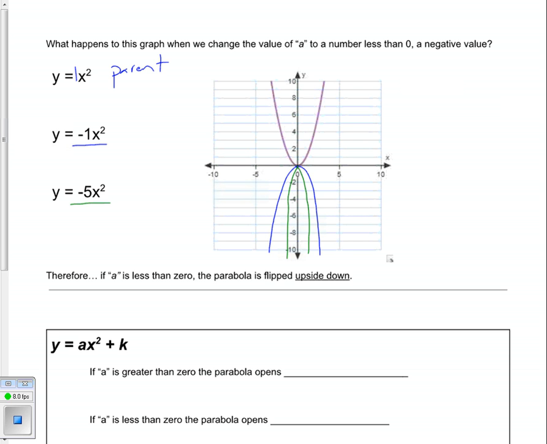But in a sense, you're really looking at the a value and then the sign in front of the a value in two different lights. If the a value is positive, it opens up. If the a value is negative, it opens down. But the number of the a value determines whether or not it's going to be stretched or compressed.